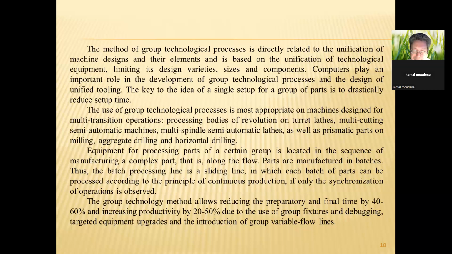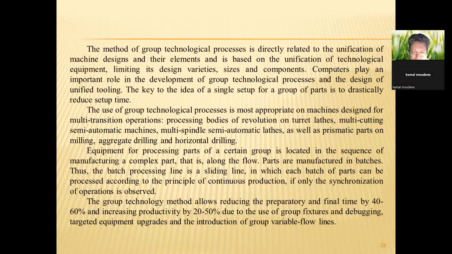Equipment for processing parts of a certain group is located in the sequence of manufacturing a complex part, that is, along the flow. Parts are manufactured in batches. Thus, the batch processing line is a sliding line in which each batch of parts can be processed according to the principle of continuous production if only the synchronization of operations is observed.